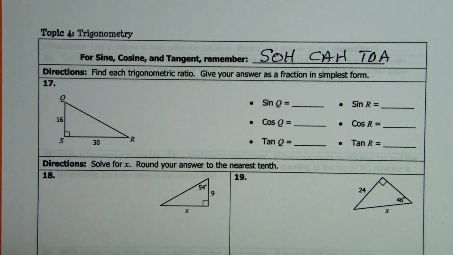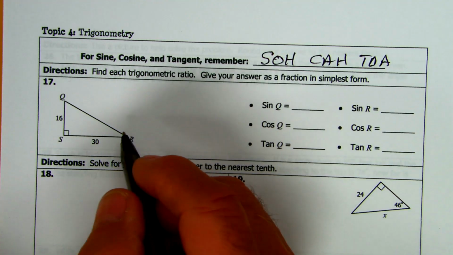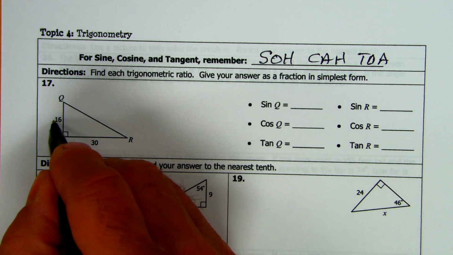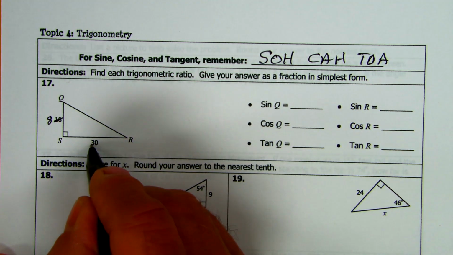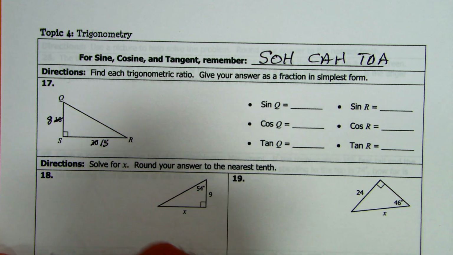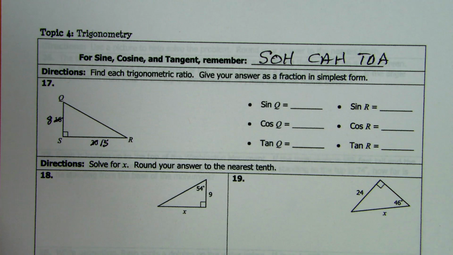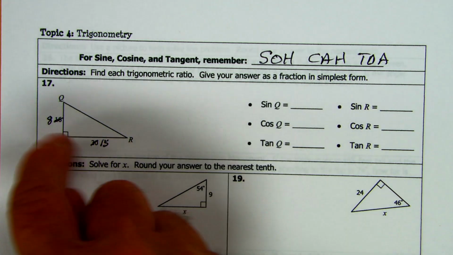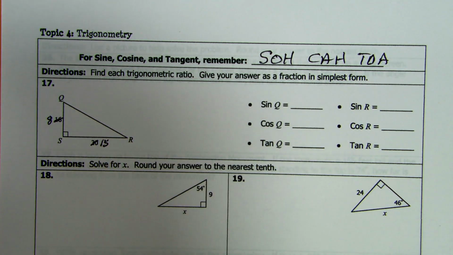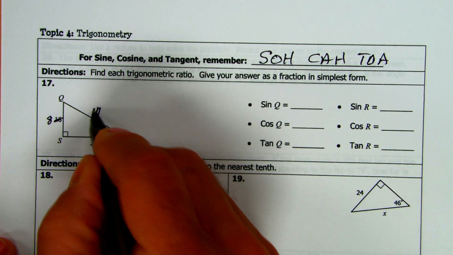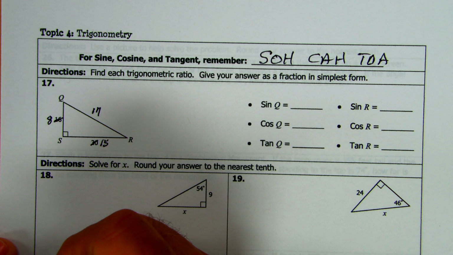They want the fraction in the simplest form. Okay, so let's reduce this. If I reduce this, I can divide 2 into each of these. I'd get 8 over 15. Okay, now I need to know what this third side is. So if I do the Pythagorean theorem on this, I'm going to get 17 for the hypotenuse, 17. Okay, now I'm ready to go.